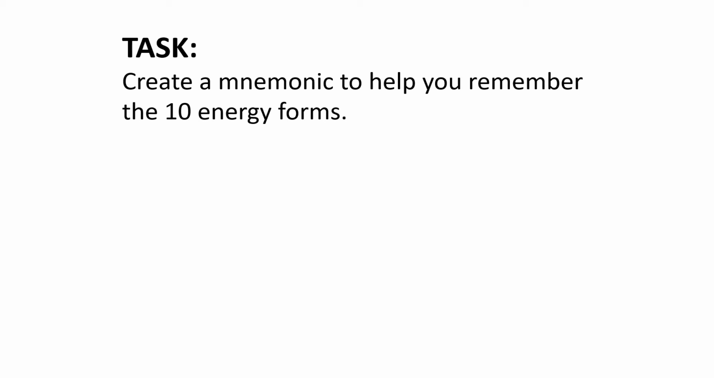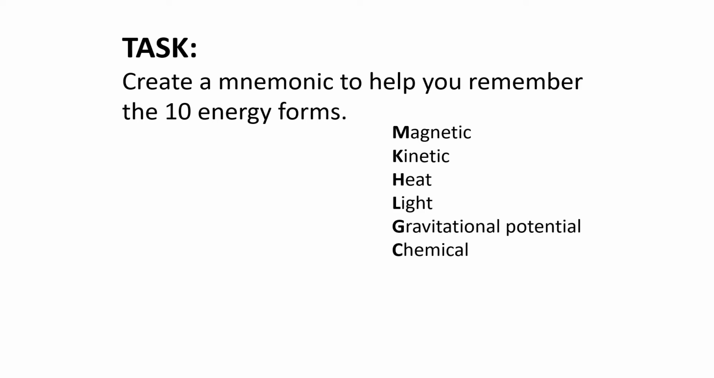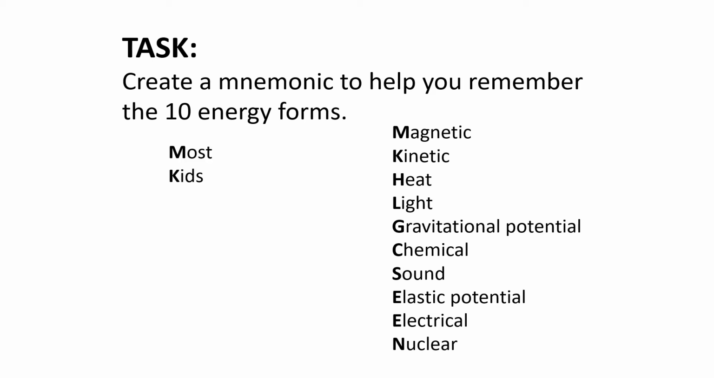So a mnemonic we could use for the types of energy: magnetic, kinetic, heat, light, gravitational potential, chemical, sound, elastic potential, electrical, and nuclear. We could use the sentence, "Most kids hate learning GCSE energy names." Now, it's quite useful to make sure that your mnemonic has something to do with what you're trying to remember. So both the one you can see on the screen at the minute and the one about the planets are to do with what you're trying to remember and learn, which does help make links in your brain and helps your long-term memory.